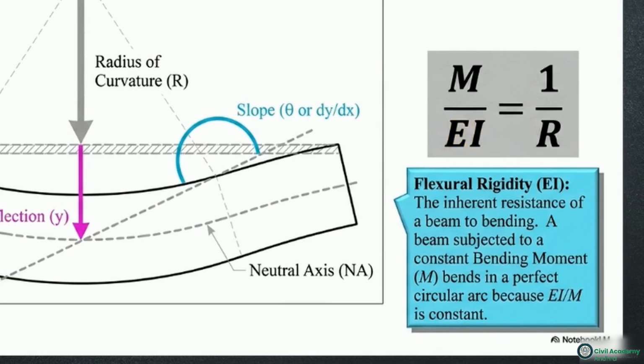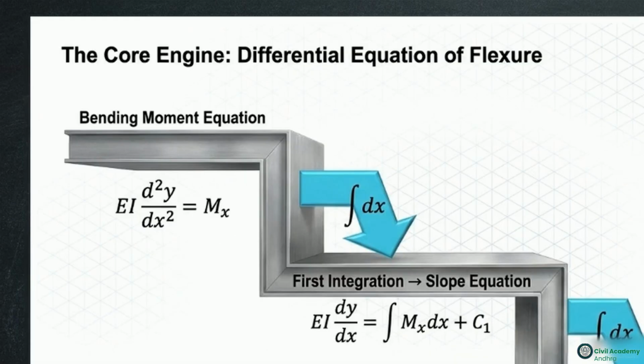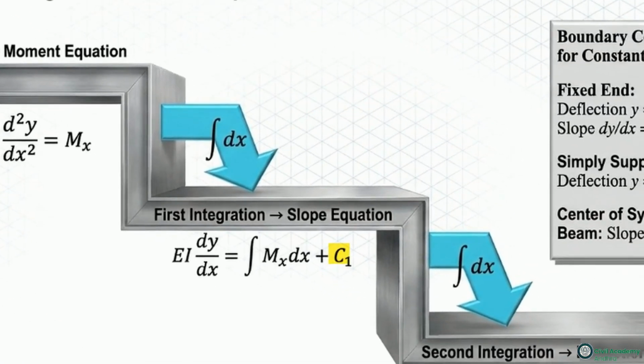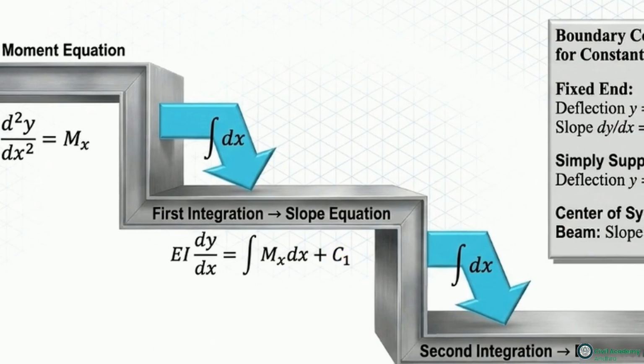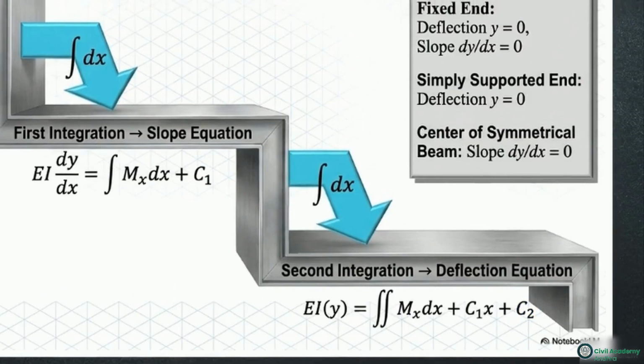When the ratio of EI to the moment is constant, the radius remains constant, resulting in that perfect arc. To calculate the exact shape of that curve, we use the core engine, the differential equation of flexure. We integrate the bending moment equation once to find the slope, generating constant C1. We integrate a second time to find the deflection equation, generating C2. We then use physical boundary conditions to solve for those two constants.